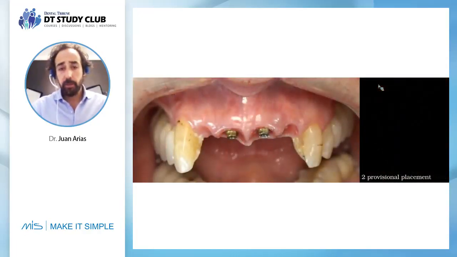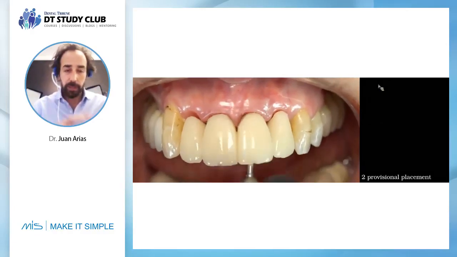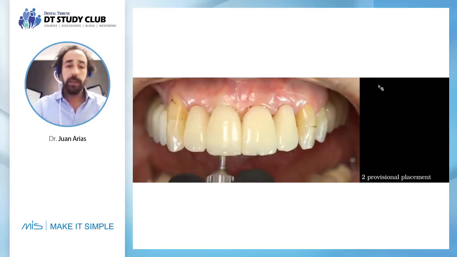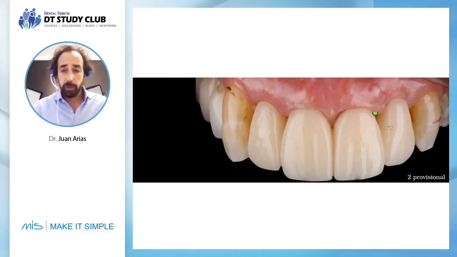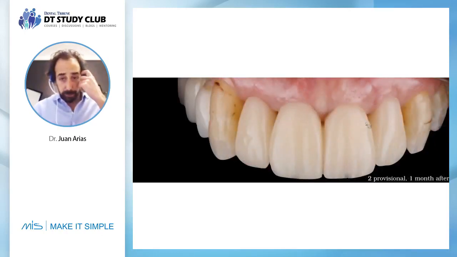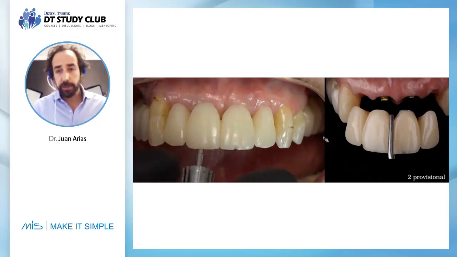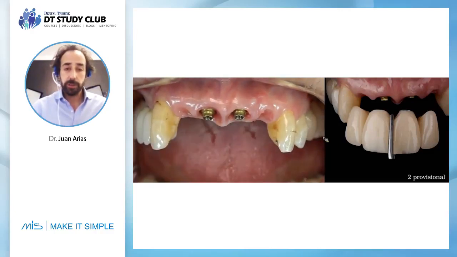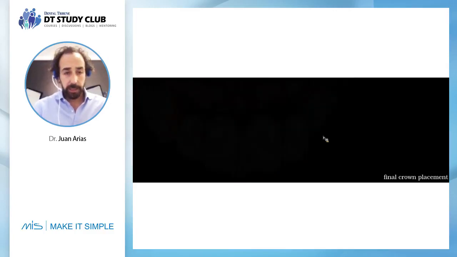And so we place a second provisional that will try to change the shape again. We will try to reshape the tissue and find a way in which the papilla will come with us, and we will try to cover all those spaces. We're trying to obtain some more papilla here and see how it develops. This is 1 month after the second provisional. The tissue is covered, so we removed those provisionals and placed the final crowns. This is the emergence profile we obtained once we removed it, and these are the final crowns.